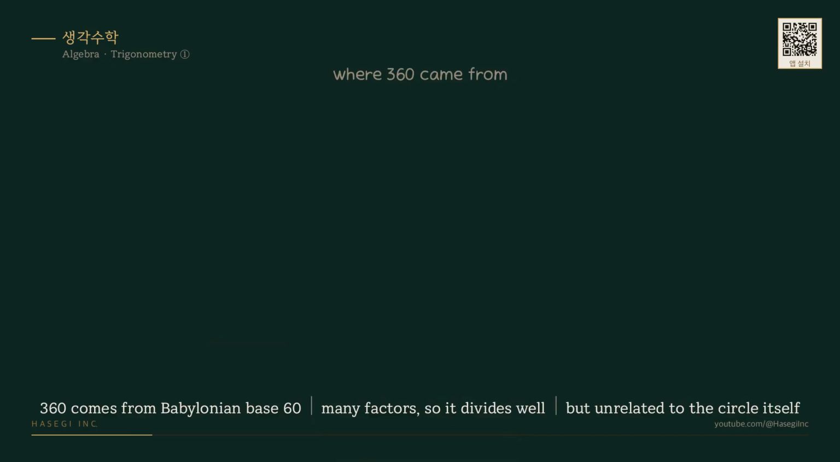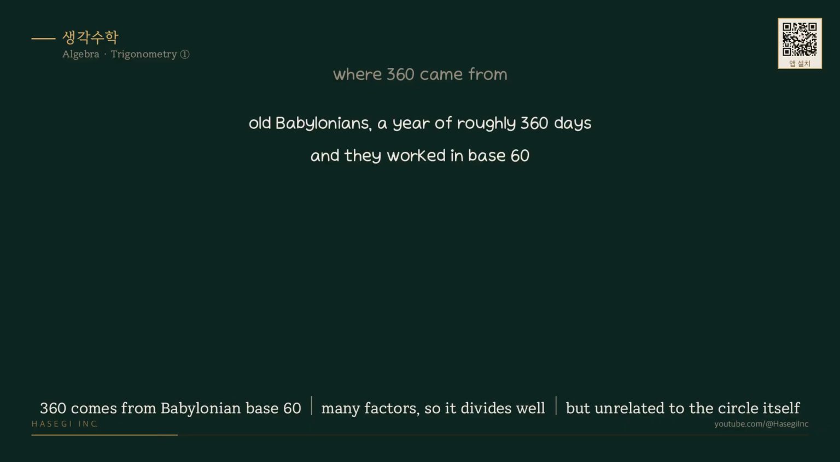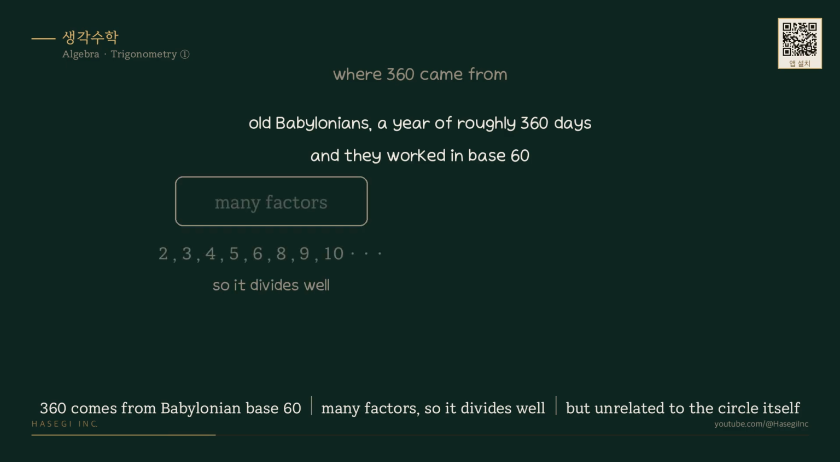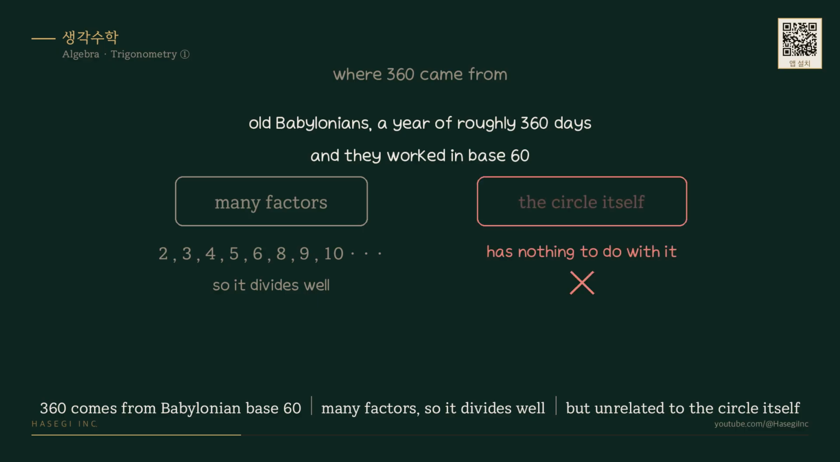First, where did 360 come from? The old Babylonians counted a year as roughly 360 days, and they worked in base 60. It does divide beautifully since it has so many factors, but it has nothing to do with the circle itself. It is a number people chose, a convention, nothing more.